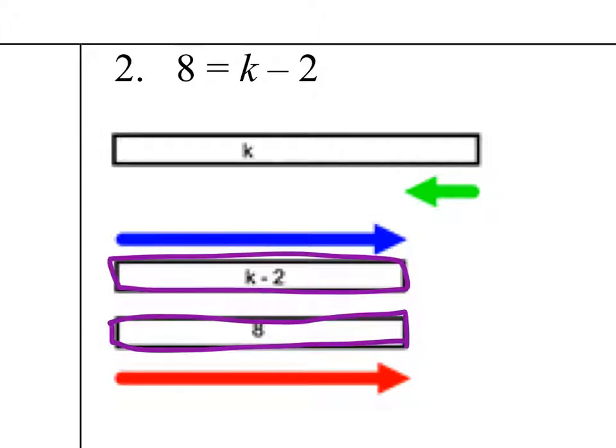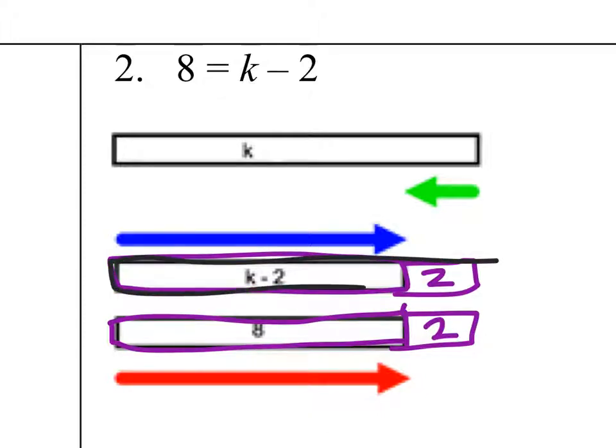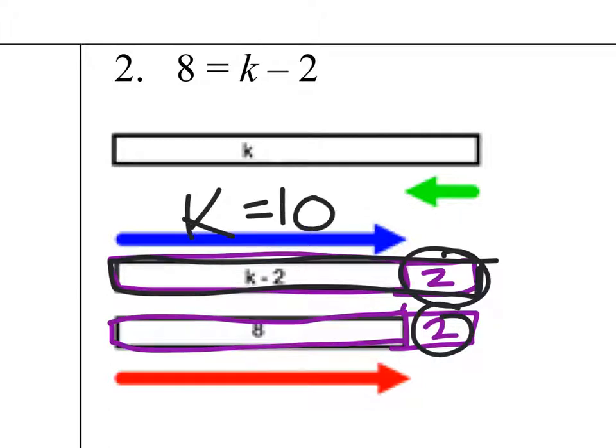But it's k minus 2, so to get a full k, we're going to have to tag on an extra 2 onto that. But if we do it to that one, then we should do it to this one as well. See, now I have a full bar that represents the k value. And since k minus 2 was 8, now that I've added an extra 2 to the 8, I see that k is equal to 10.